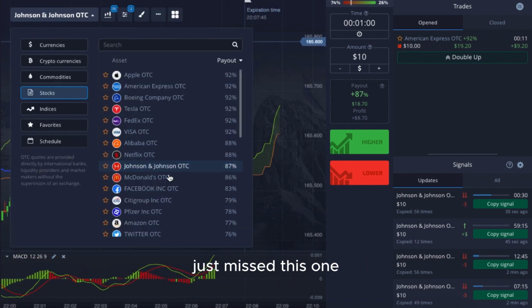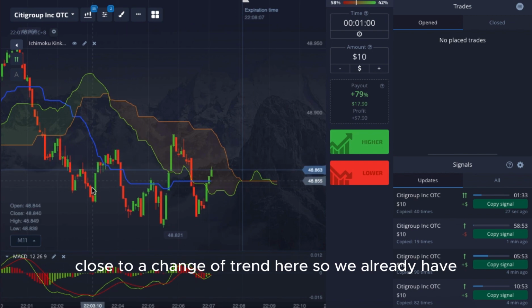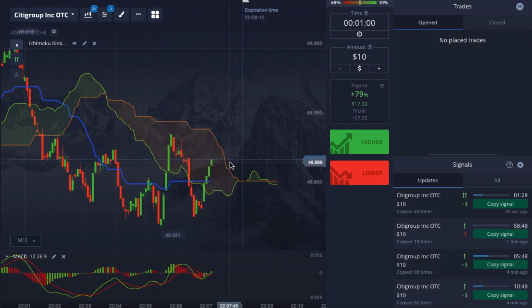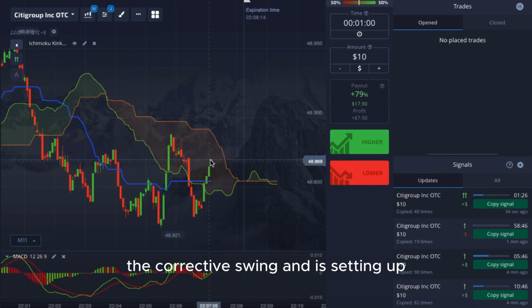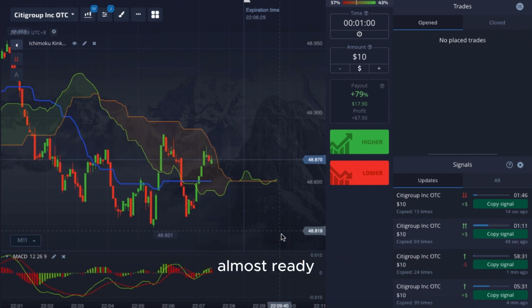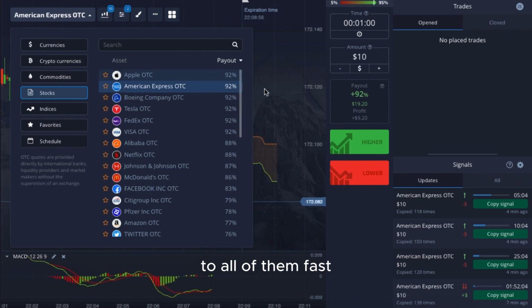Just missed this one. We are close to a change of trend here. So we already have this in Elliott wave theory. This is the ABC swing, the corrective swing, and it's setting up for a new series once it comes out the top side. Almost ready. Quickly check. Do all move fast.